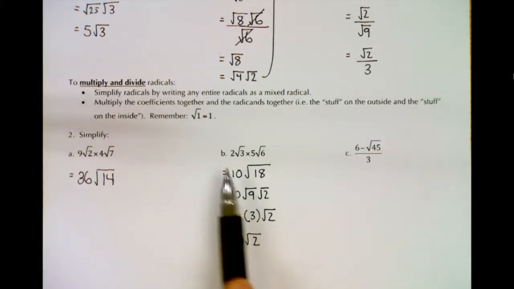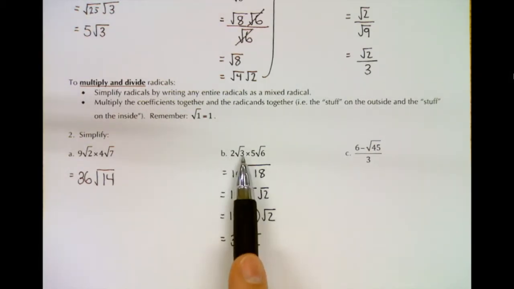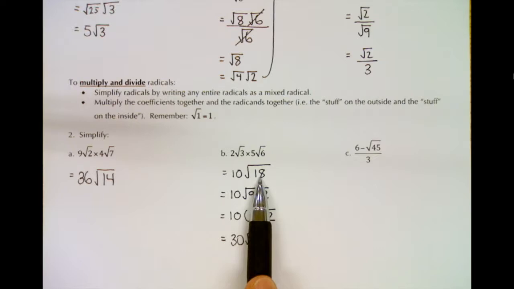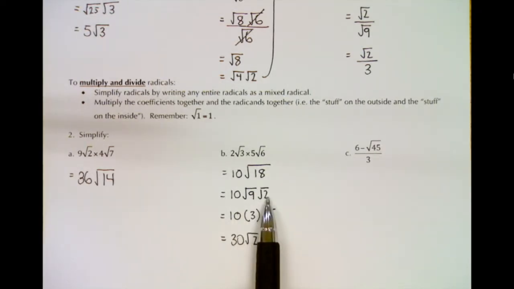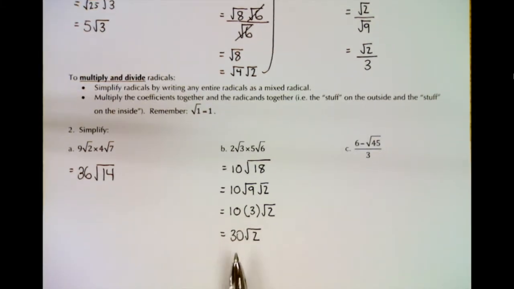So multiply the coefficients. 2 times 5 gives you 10. Underneath the root, 3 times 6 gives you 18. See if you can simplify what's under the root. We can. Root 9 and root 2. Actually take the square root of 9, you get 3, and then multiply the two coefficients now to get one coefficient.